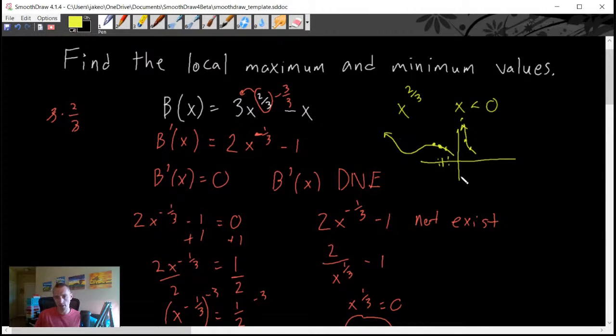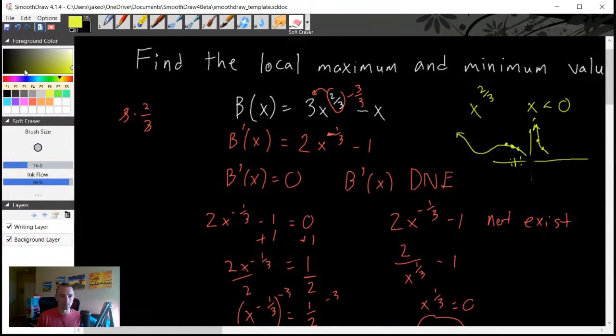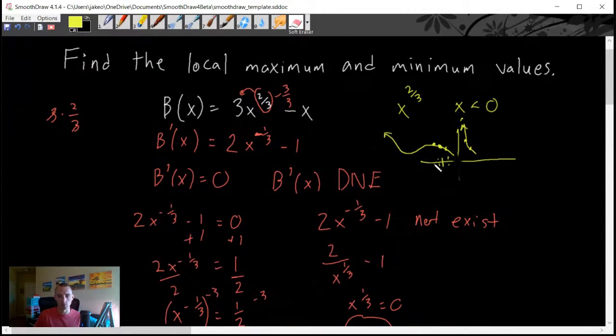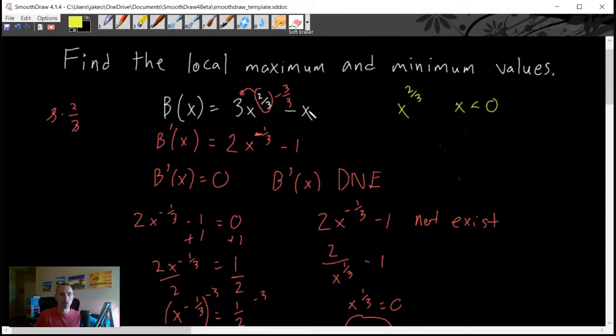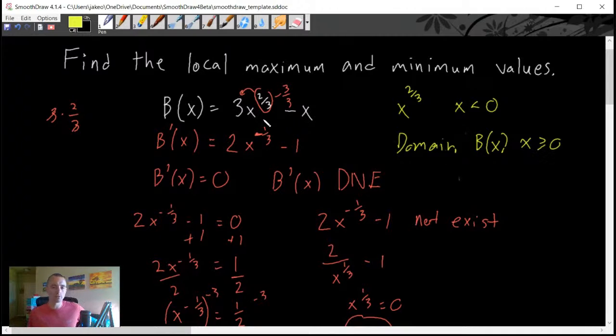So essentially all I'm trying to say here is we don't want to consider x values less than 0. We only need to go to x equals 0. So the domain of our original function is all x values greater than 0. Let me clear out some space here real quick. The domain of our original function is x greater than or equal to 0. We don't want to consider negative numbers because we don't want to take a fractional power of a negative number.